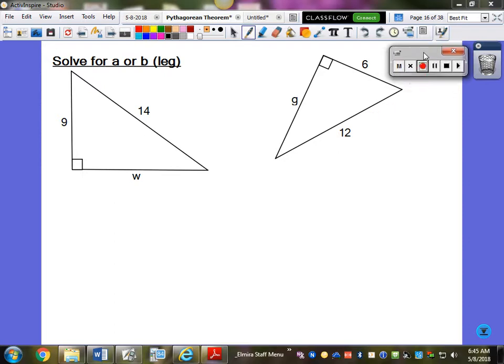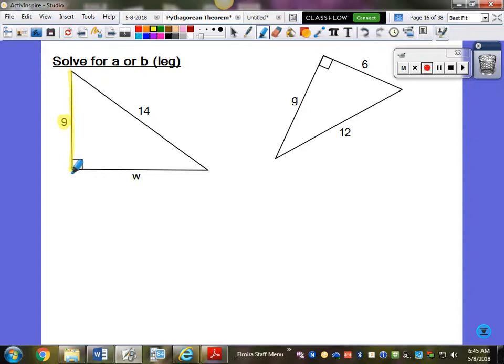Okay, so let's do some examples. Let's use our highlighters first and highlight so that we're really clear about where our legs are and where our hypotenuse is. Here's the right angle in the corner. I'm going to go up and highlight the 9. Go back to the right angle, highlight across, highlight the W, so I can see that the W is a leg. Right angle. Oh, G is a leg. And 6 is a leg. Here's our hypotenuse. Our C is 14. And the C is 12.